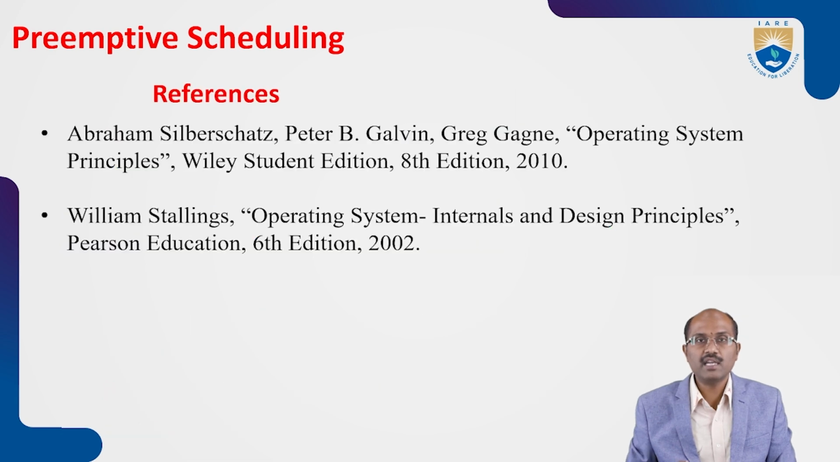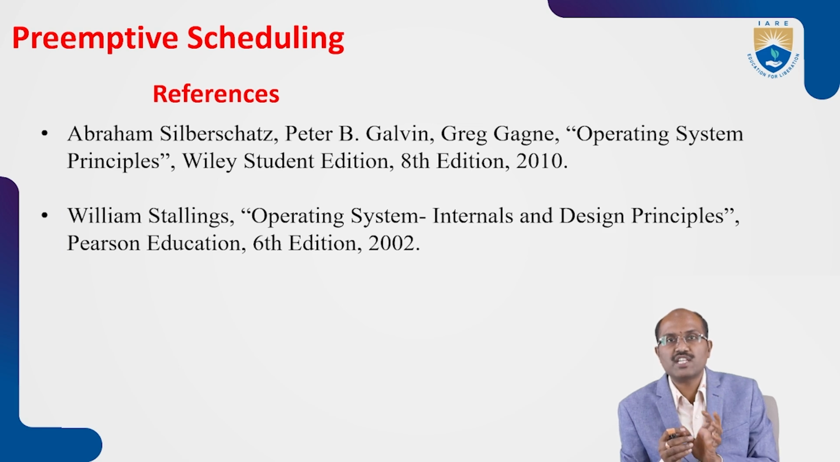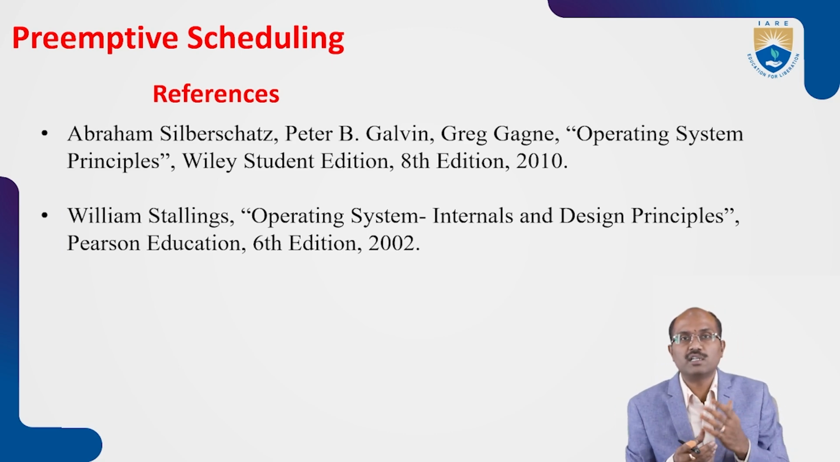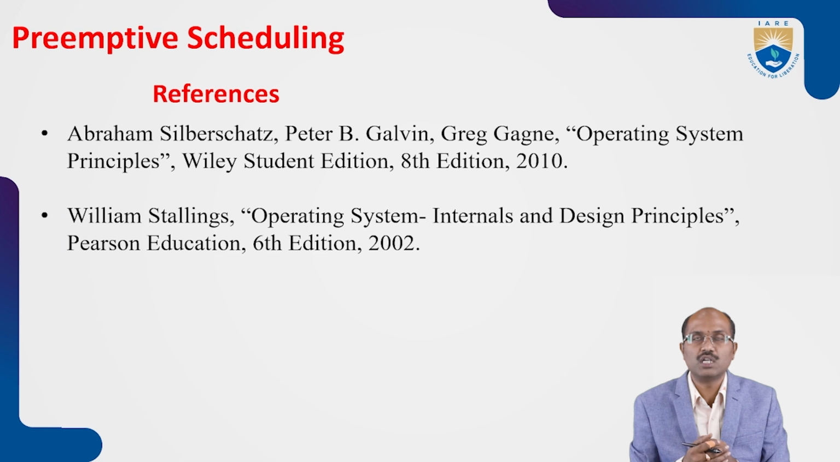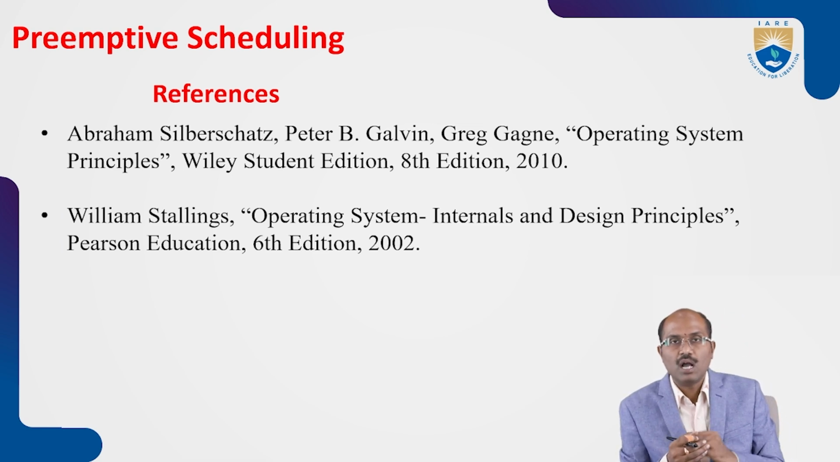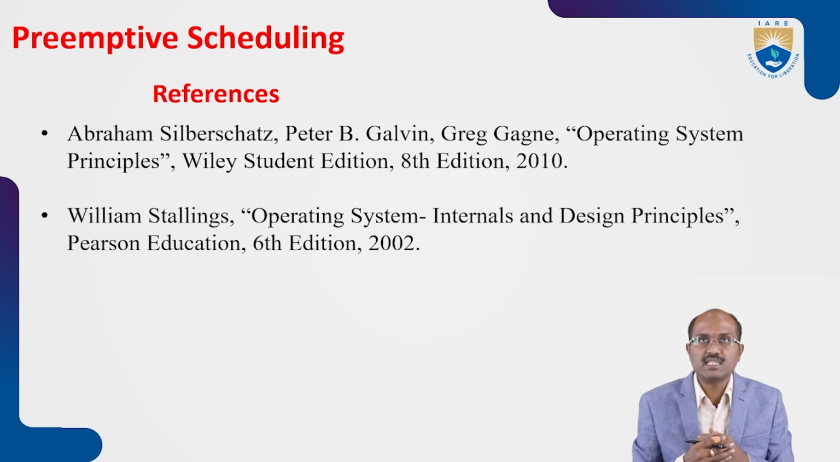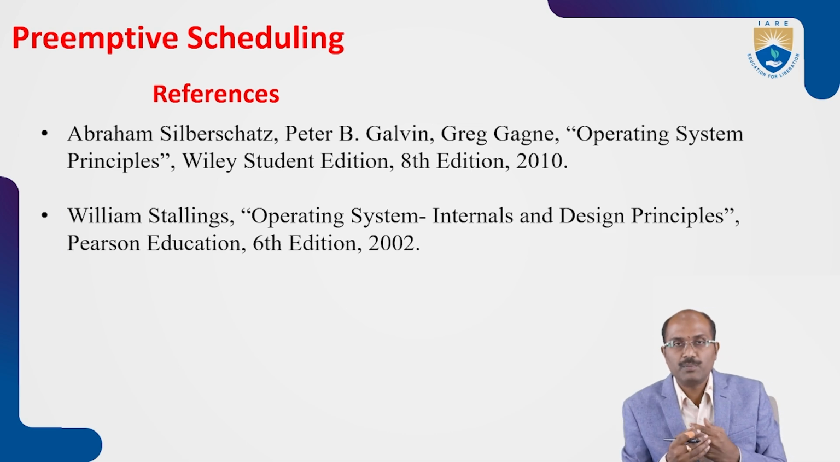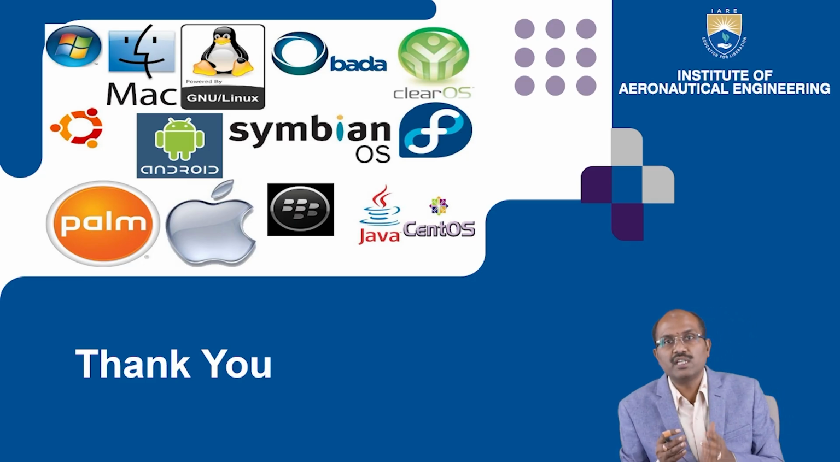Okay students, I have given an entire brief explanation of preemptive scheduling as per priority-based scheduling. So the preemptive nature comes from the priority-based scheduling algorithm. These concepts are given a detailed explanation in the books by Abraham Silberschatz, Galvin, and Gagne, titled Operating System Principles, Wiley Student Edition, 8th edition, 2010, and also William Stallings, Operating Systems: Internals and Design Principles, Pearson Education, 6th edition, 2002. Preemptive scheduling works on priority nature.